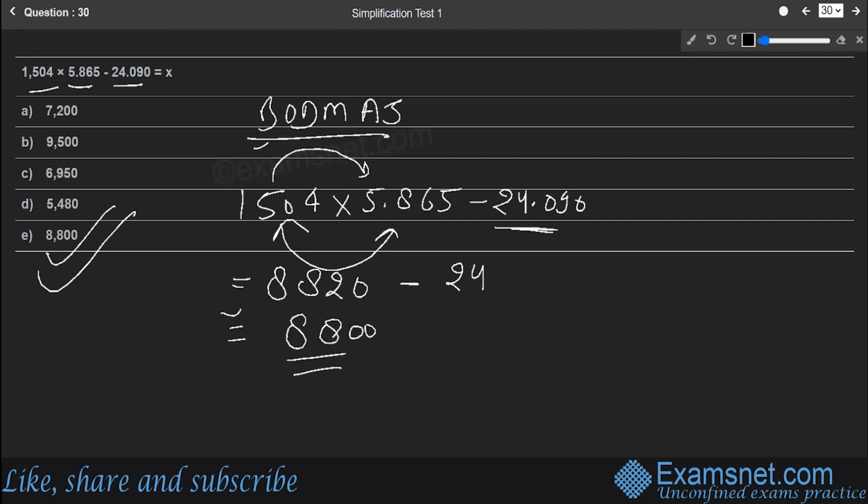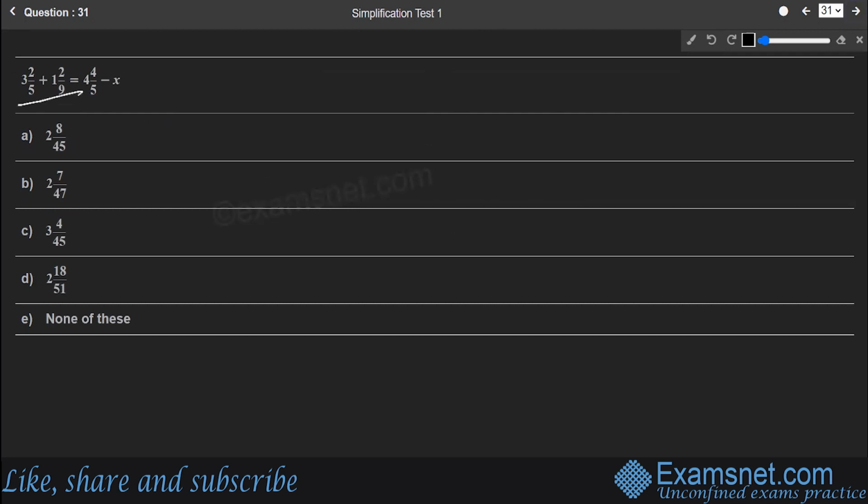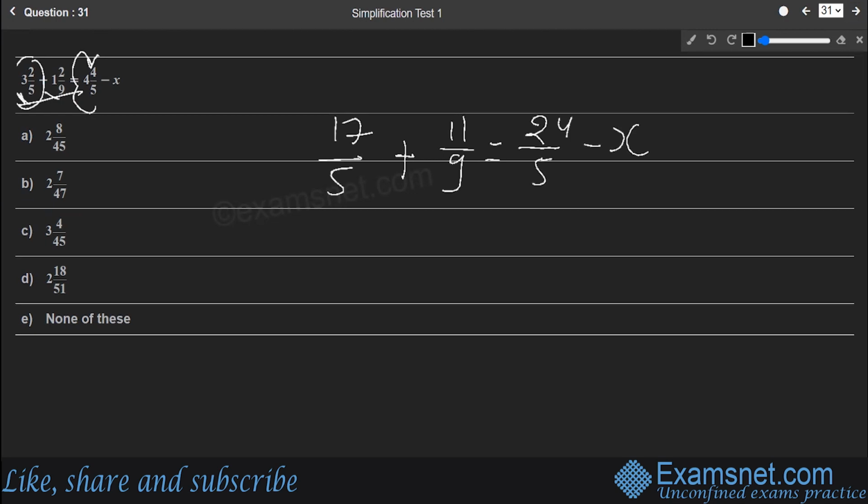Okay. Now, the next expression is a mathematical expression. Again, we have to solve this. Let us quickly write. So 3 2 by 5, this is a mixed fraction. If you convert this into a simple fraction, how do we do it? 5 3s are 15 plus 2, so it is 17 by 5. Then we have a plus 1 2 by 9. So 9 1 is 9 plus 2 is 11 by 9, is equal to 4 4 by 5. 5 4s are 20 plus 4, so it is 24 by 5, minus x is what we are supposed to solve.